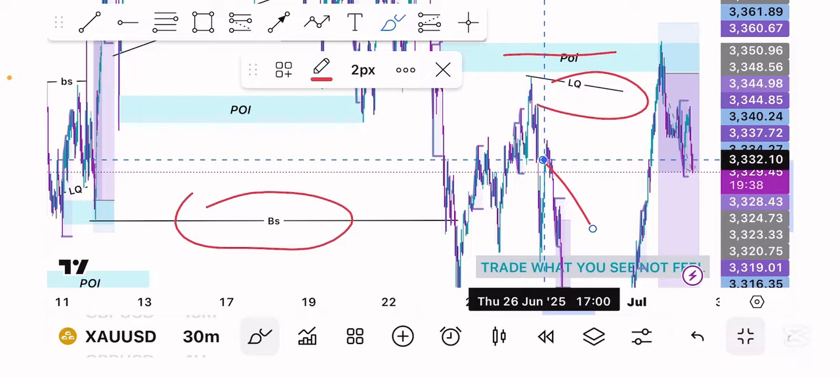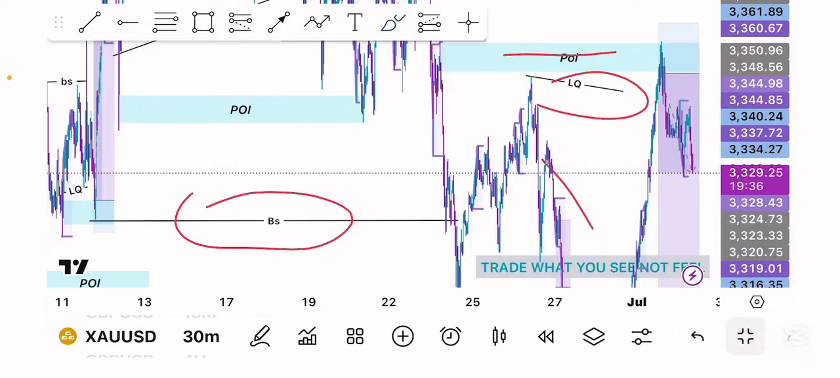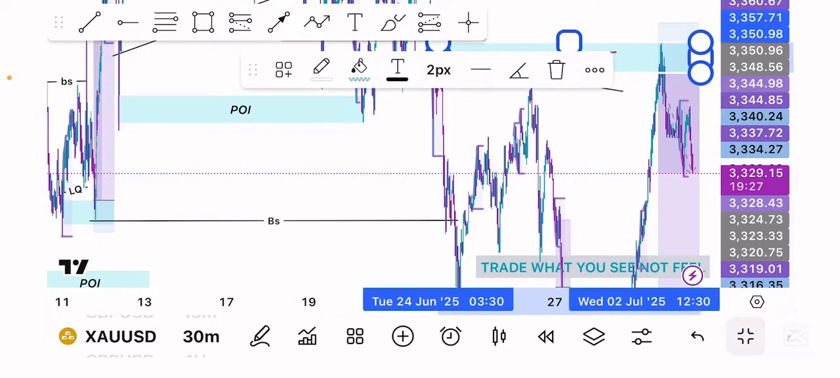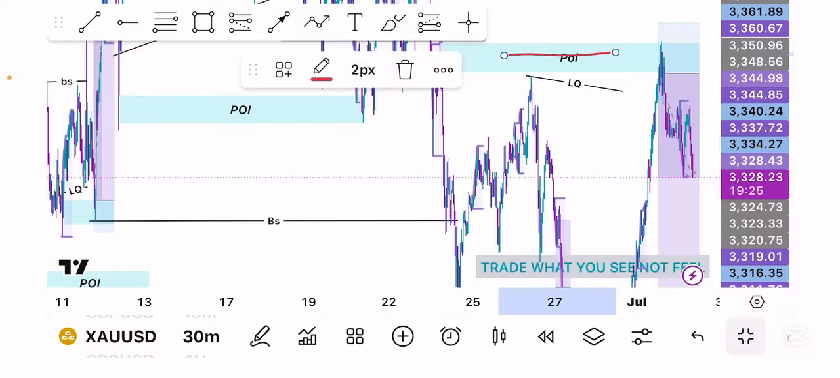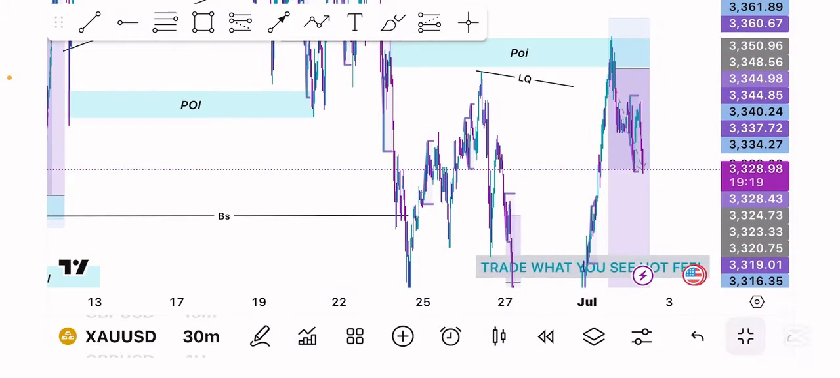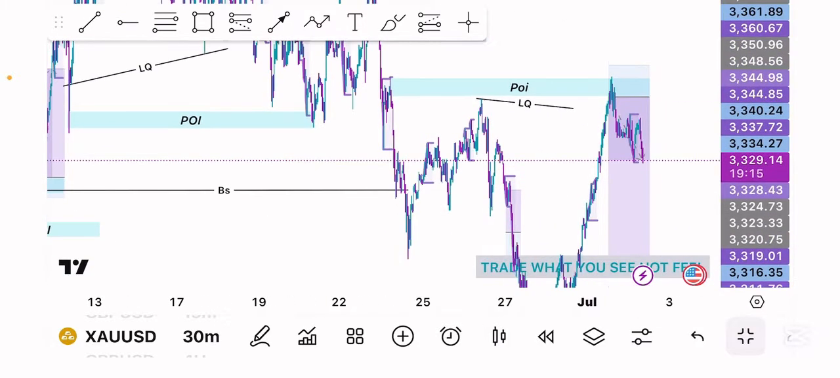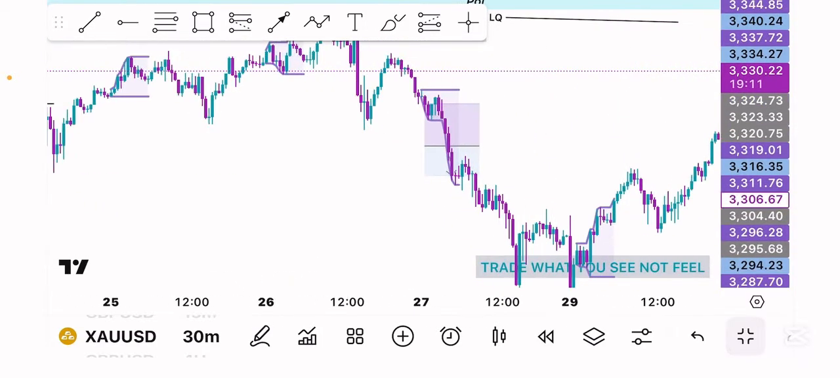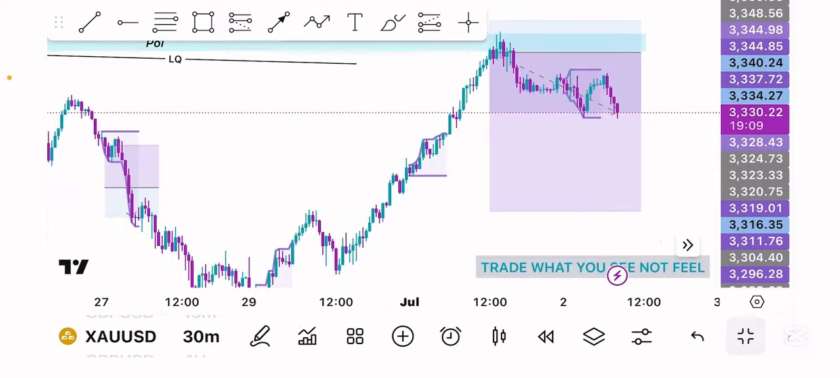So I'll just update you guys whenever this trade is done playing out. If it ends in take profit, I'll update you, and also if it ends in stop loss, I'll still update you. It is the third trading day of the week, which is Wednesday, and this is pretty much my second trade of the week.